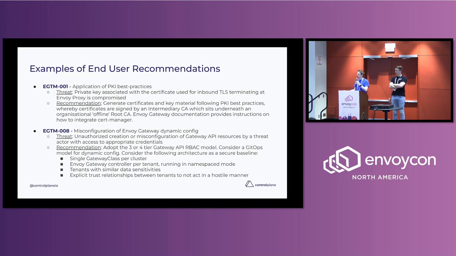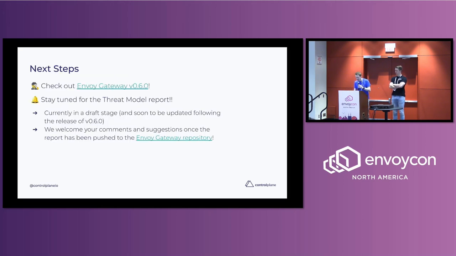Soft multi-tenancy assumptions, I think, is a safe thing. And Matt is looking at his watch. So please check out Envoy Gateway 0.6. Stay tuned for the threat model report, which we'll push to the repo. It's currently in draft, and we're updating it. Once it gets pushed, we would really appreciate comments, feedback and collaboration. So thank you very much.